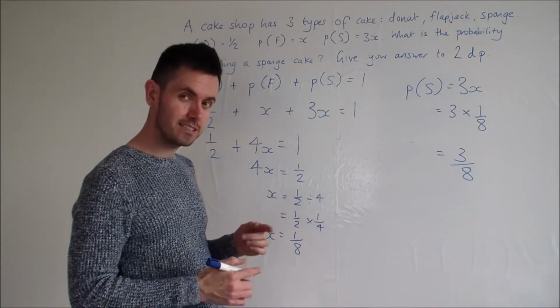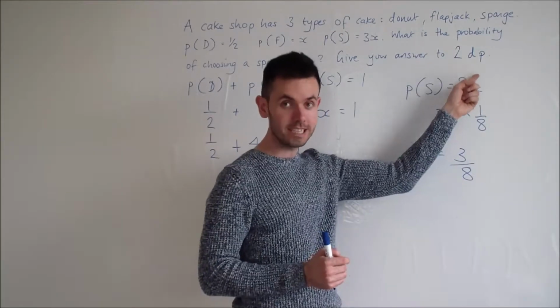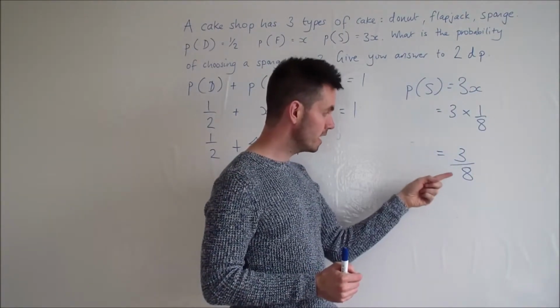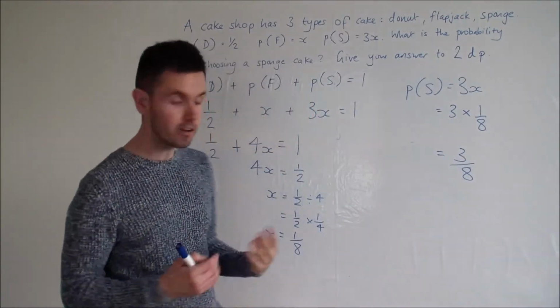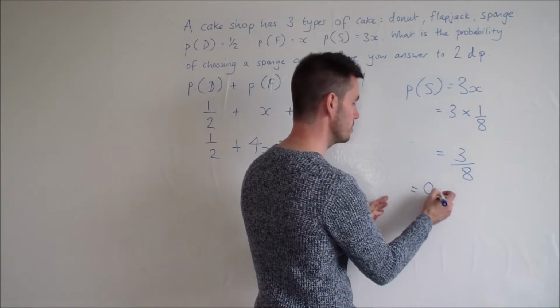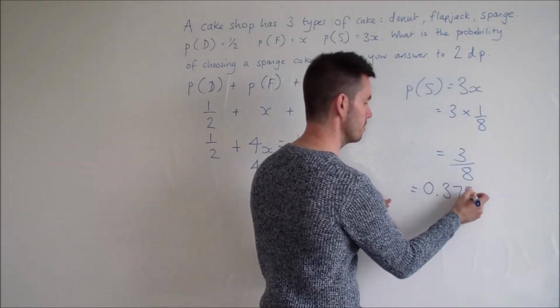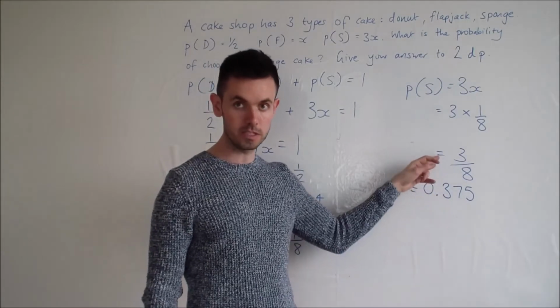Is that our final answer? No, because what we're asked for is to give our answer to 2 decimal places. So we need to convert this fraction into a decimal. And if we do that on our calculator, 3 divided by 8 is equal to 0.375. Okay, that's our decimal equivalent of this fraction.